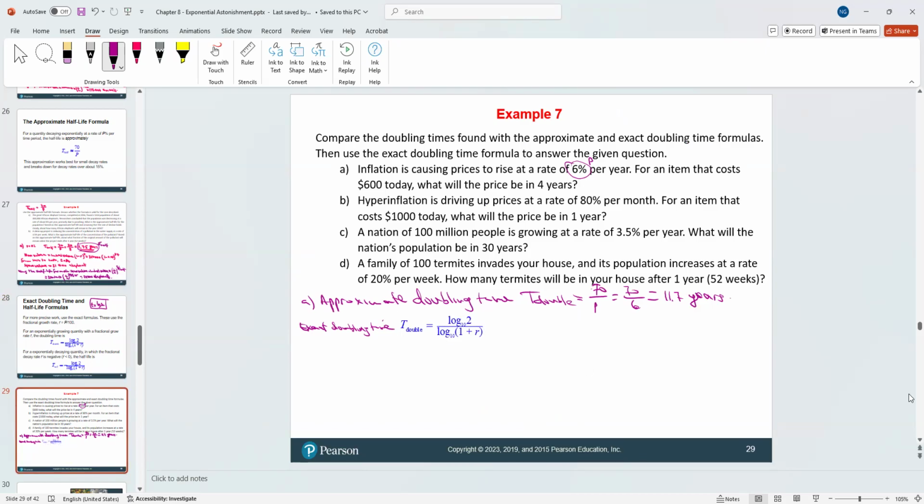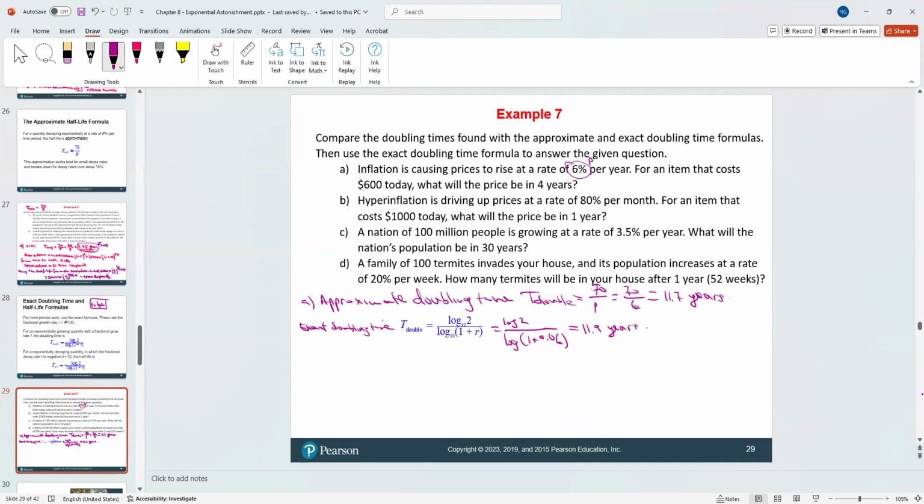The exact doubling time would be log 2 over, remember, I don't need to put the 10, log 1 plus the rate, which is 0.06. So when I do that on a calculator, you need to double check with your calculator, we find 11.9 years. Oh my God, they are very close. If you want to round, both of them would round to 12. So the price of 600 would double in around the same time.